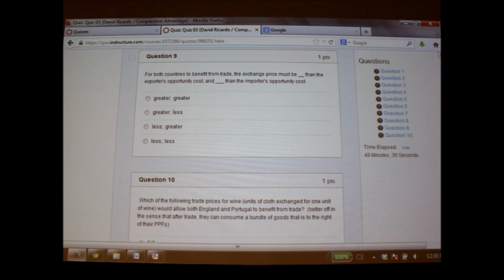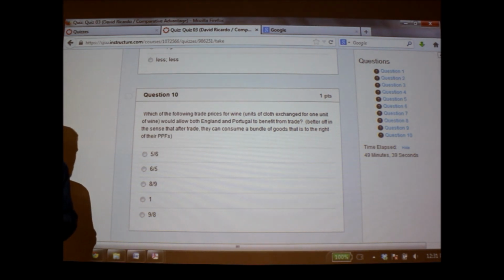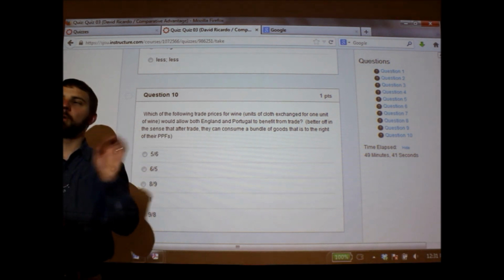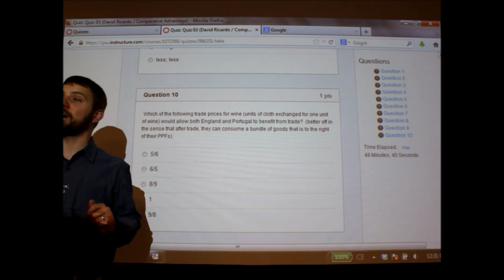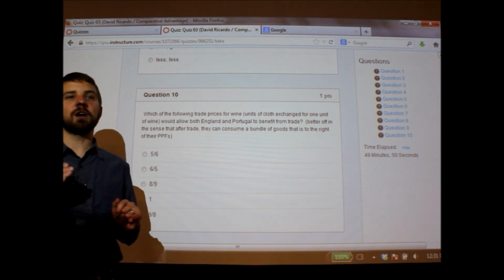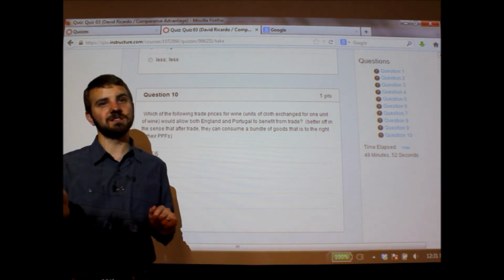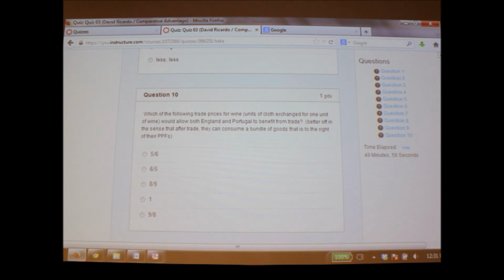And then finally, which trade price would work? So before, when we were talking about the question, we said, imagine they trade 1 for 1. Well, 1 for 1 won't always work. Because you should check whether it actually can make both countries better off in the sense of, can both countries consume a point to the right of the PPC at that price? So you have to think about what price would work. Would 1 for 1 work, or might you need to select a different price?